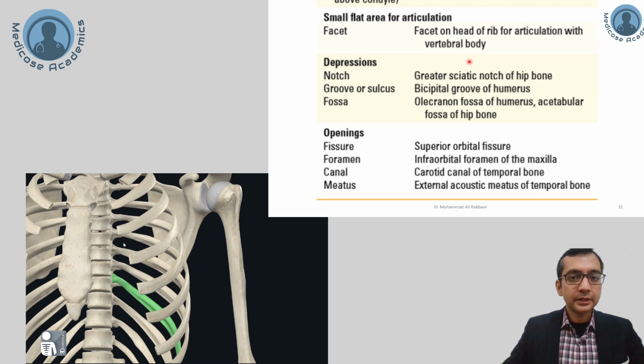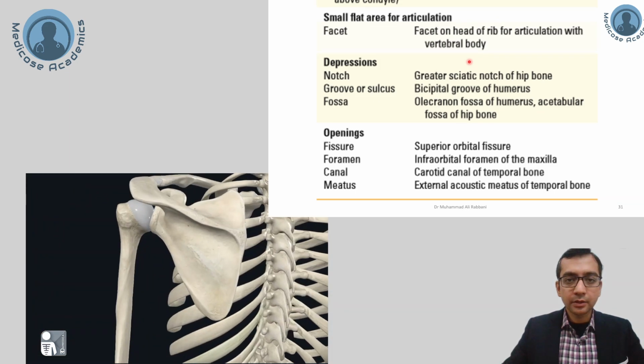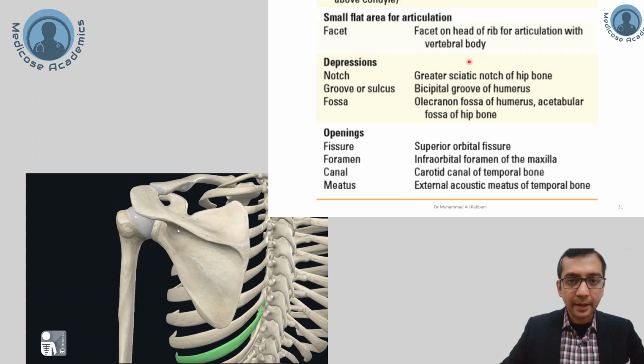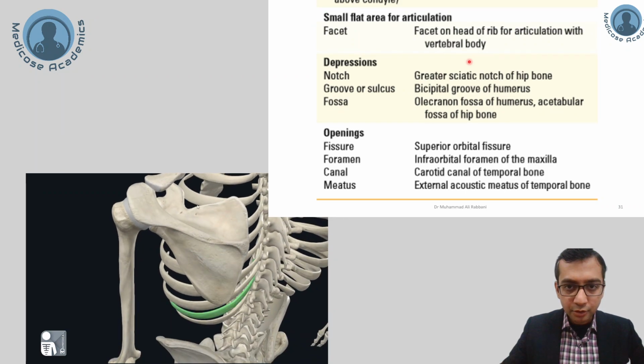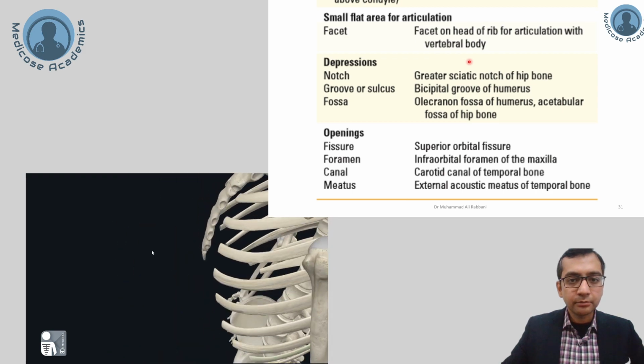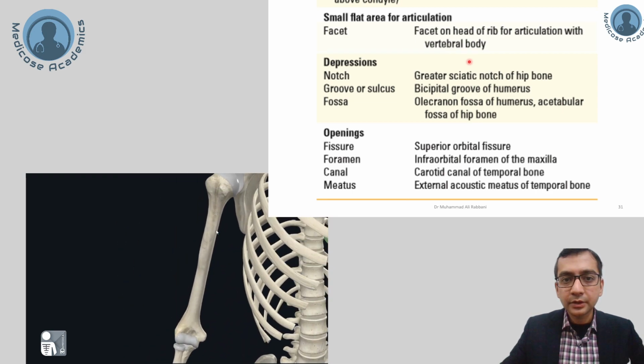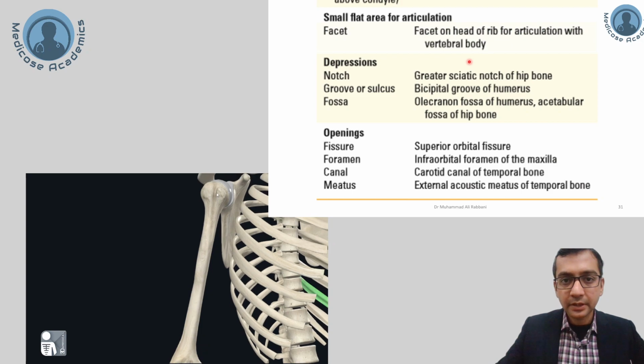Notch will be a little dip, a little gap, like this. This is a notch in the continuity, a notch in the sharp border. Then there is a groove, like this area. Groove in the humerus will be bicipital groove.